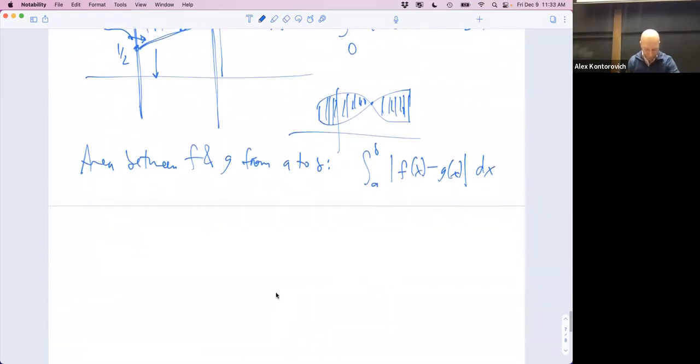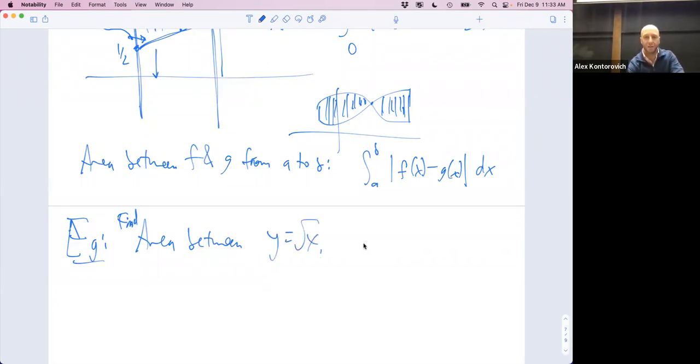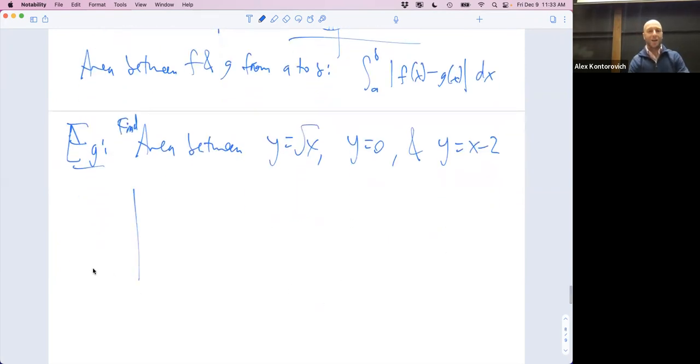Let me show you one other thing that will be useful. So here's one more example. Find the area between square root of x, y equals 0, and y equals x minus 2. Okay, I know what y equals 0 is. That's just the x-axis. That's good.